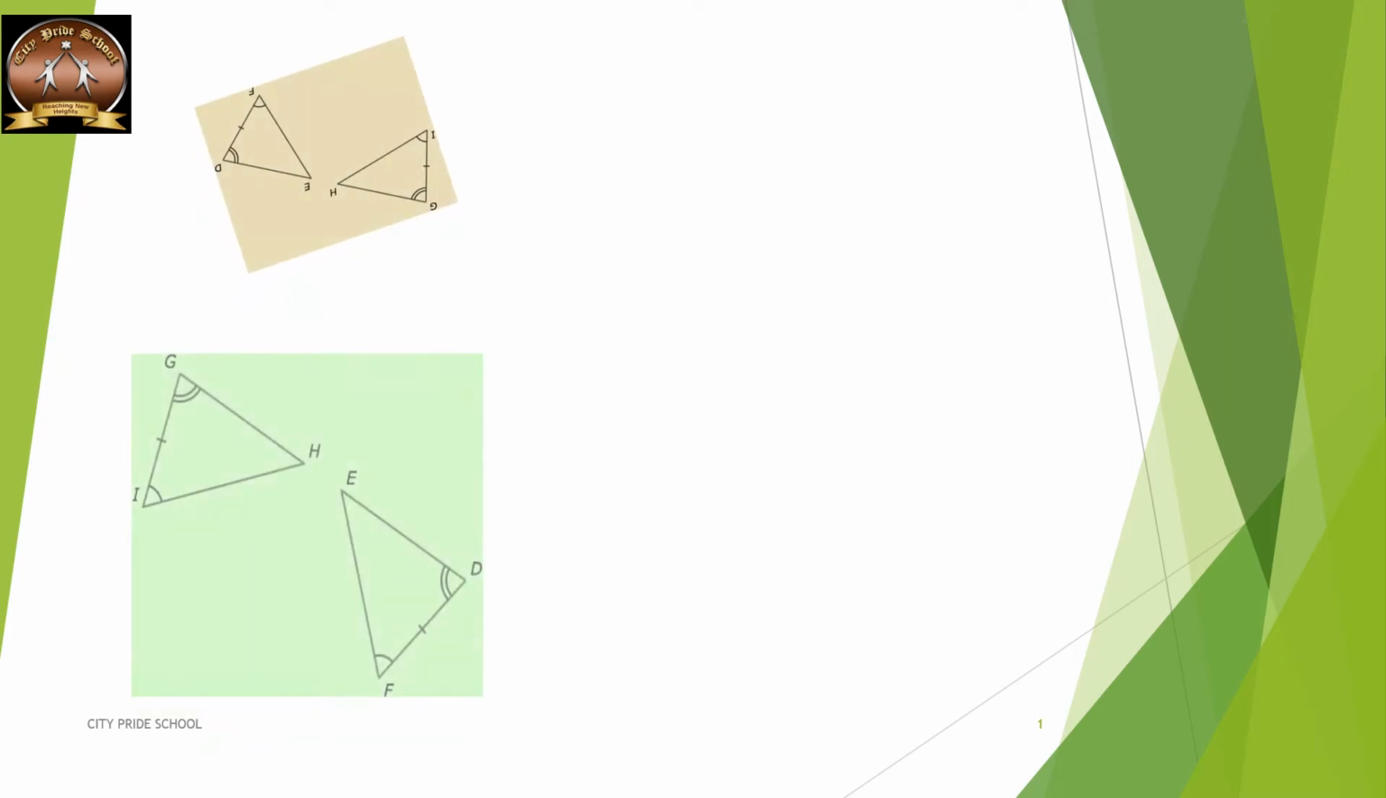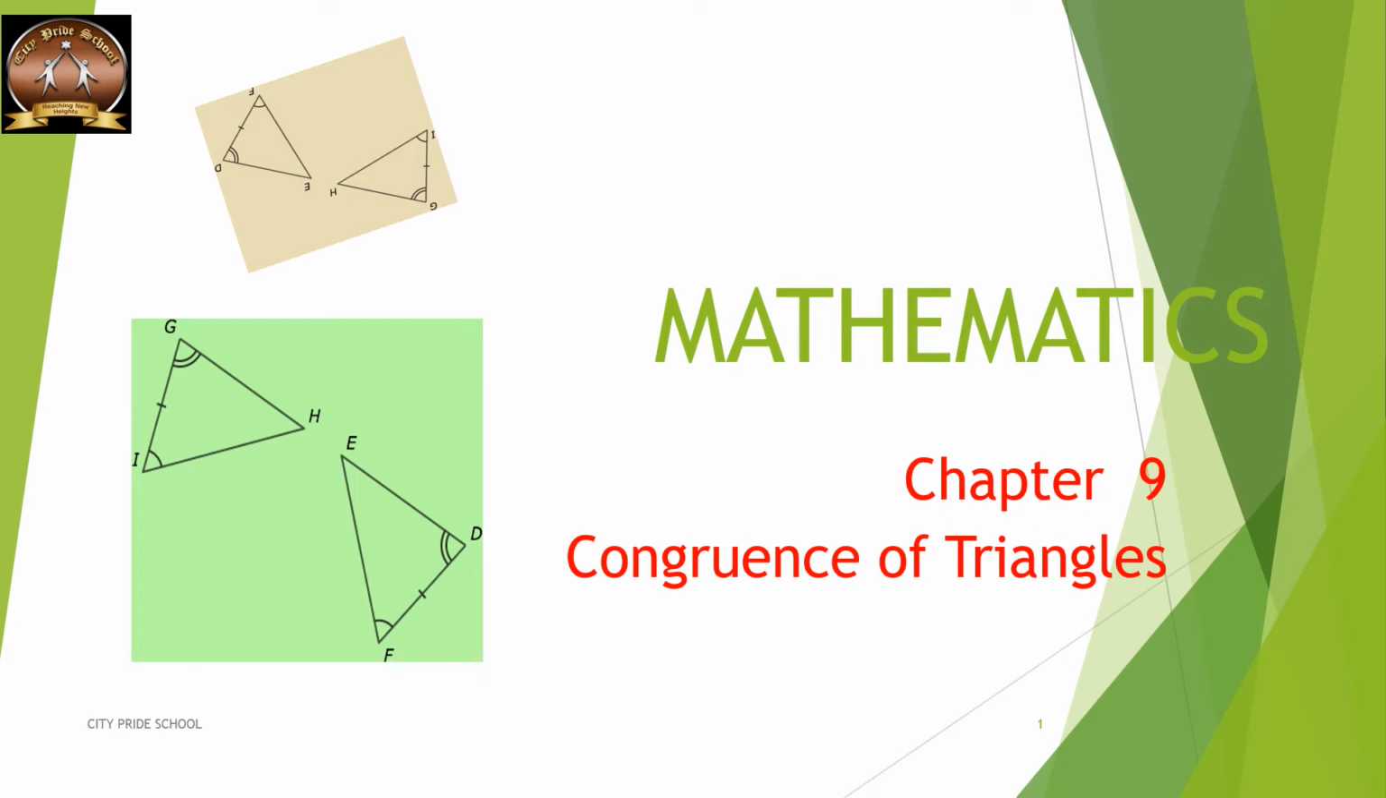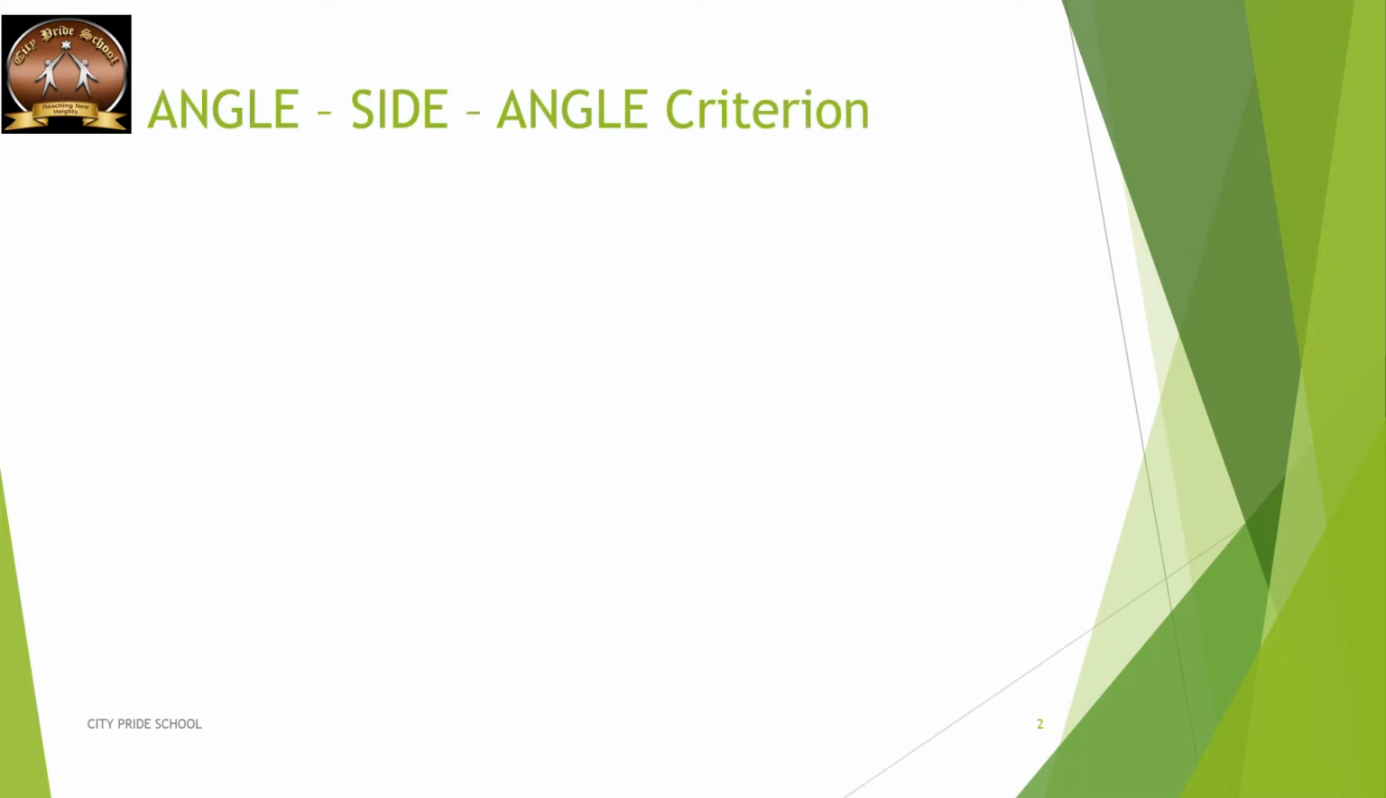Hello children. So let us continue with our chapter, that is chapter number 9, congruence of triangles. So children, in our last video we have learned two tests, that is SSS test and SAS test. So let us continue with our next congruence test, that is angle side angle criterion or ASA congruence test.